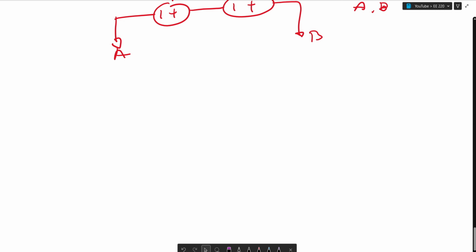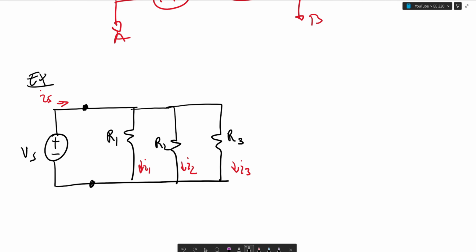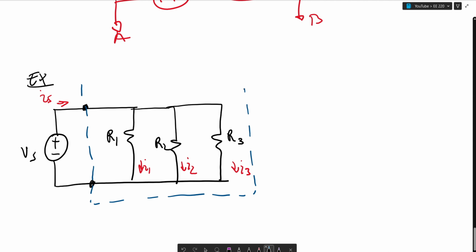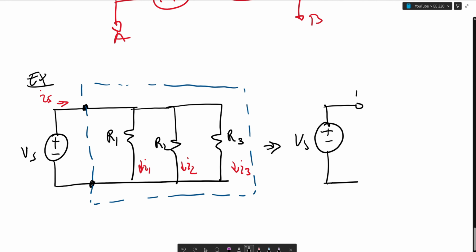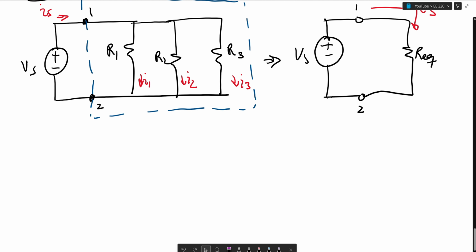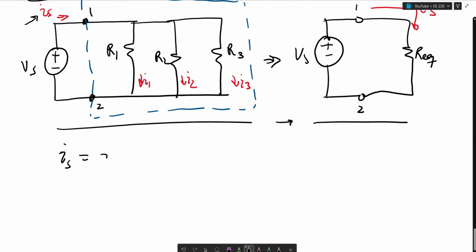Now, we want to talk about resistors and sources in parallel. So if we're given an original circuit that looks like this, and we want to find an equivalent circuit of this, we could say that this is equivalent to a plus minus Vs going into terminals 1 and 2, into an R equivalent, which has the same current Is. So in order to analyze this, to go from this original circuit to this equivalent circuit, we can say that this Is is equal to I1 plus I2 plus I3.